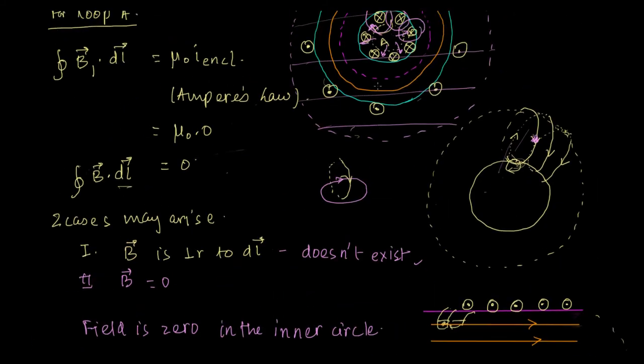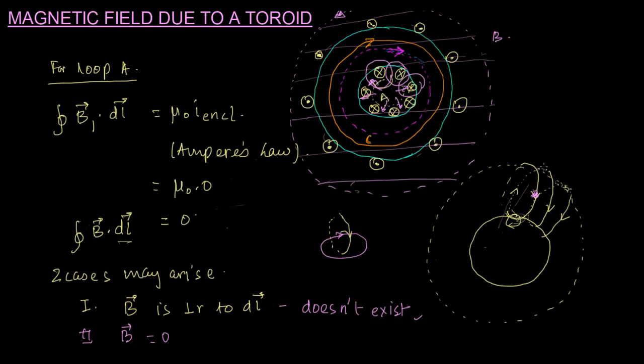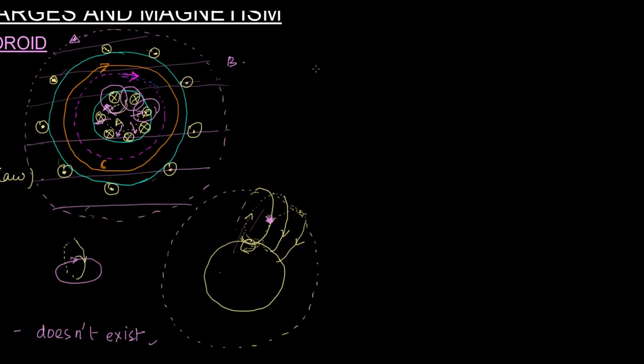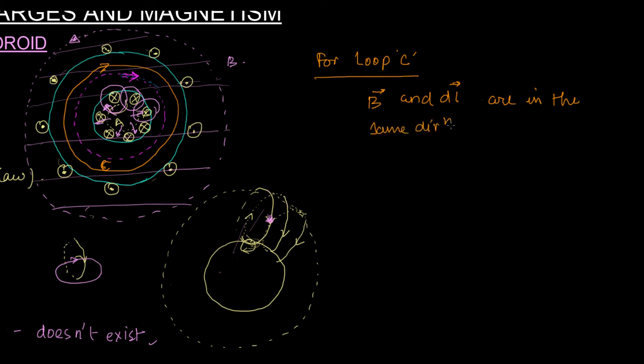Now, here we say if I go around in loop C, and let me do that here, I want this to be visible. So if this is loop C, for loop C, what happens? My B and DL are in the same direction. Do we see that? And B at all points is the same, because it was the same uniform field that we encountered in the case of a solenoid. B is a constant throughout. Get that?